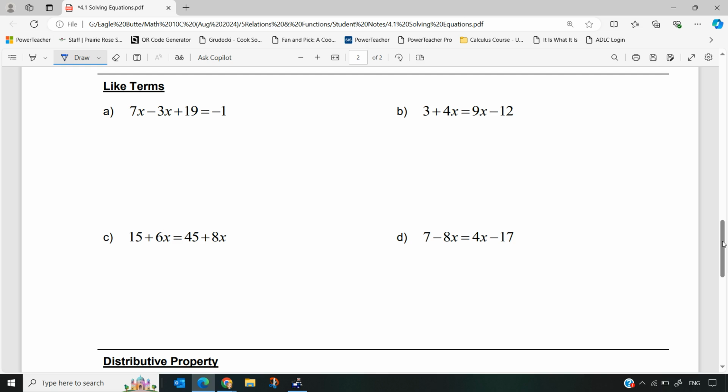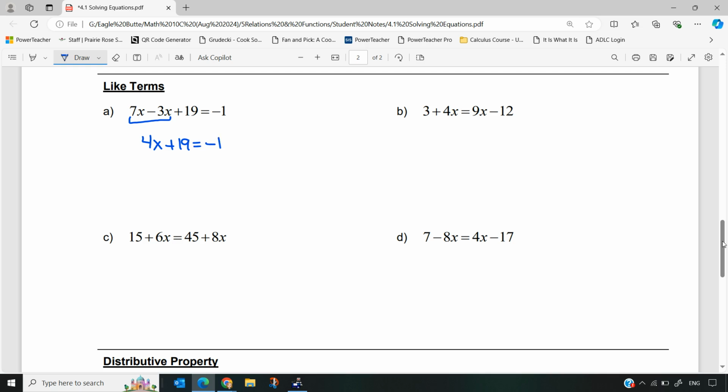For our first equation, we have 7x minus 3x plus 19 equals negative 1. Notice that 7x minus 3x are like terms, so we can combine those first. 7 minus 3 is 4x. Notice the x stays there. It's like having 7 apples minus 3 apples gives me 4 apples. So 4x plus 19 equals negative 1.